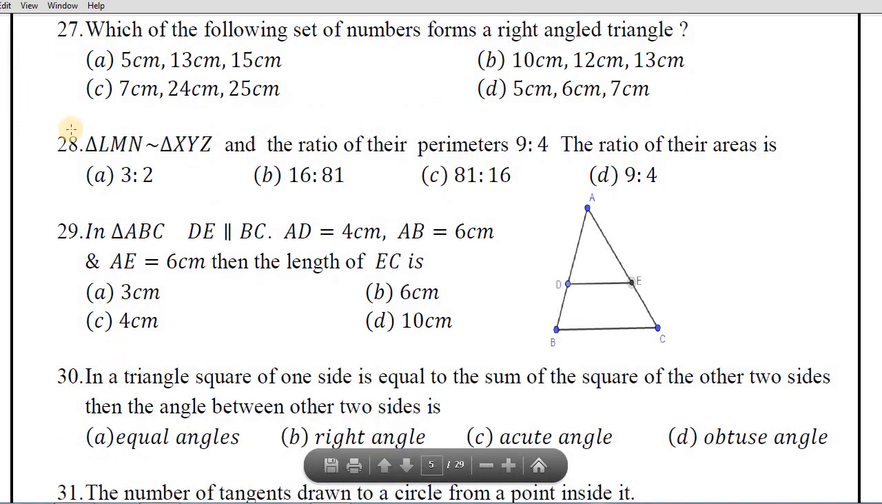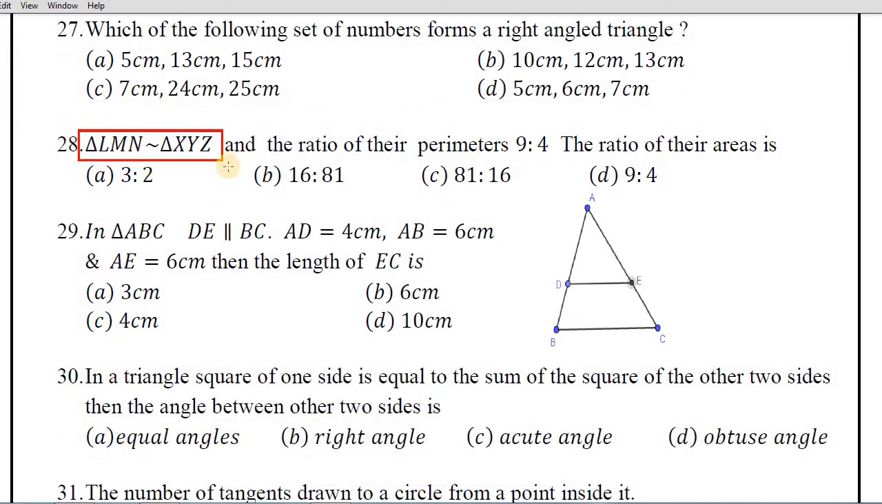Question number 28: triangle LMN is similar to XYZ and the ratio of their perimeters is 9:4. Very good question. This question I have explained in the triangles multiple choice question video, children. You go through that video, so that it definitely helps to solve the multiple choice questions of the triangle chapter. And we need to find here the ratio of their areas. Keep it in mind, you never studied this statement. Actually the statement we studied is the ratio of areas of two similar triangles is directly proportional to squares of their corresponding sides, isn't it? We never studied about perimeters, but keep it in mind.